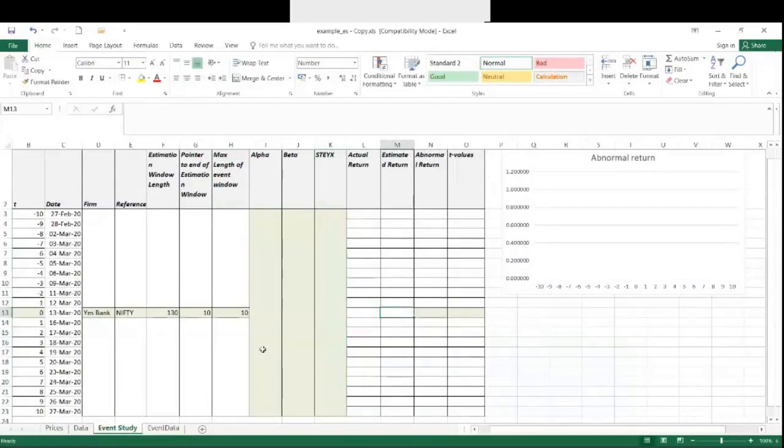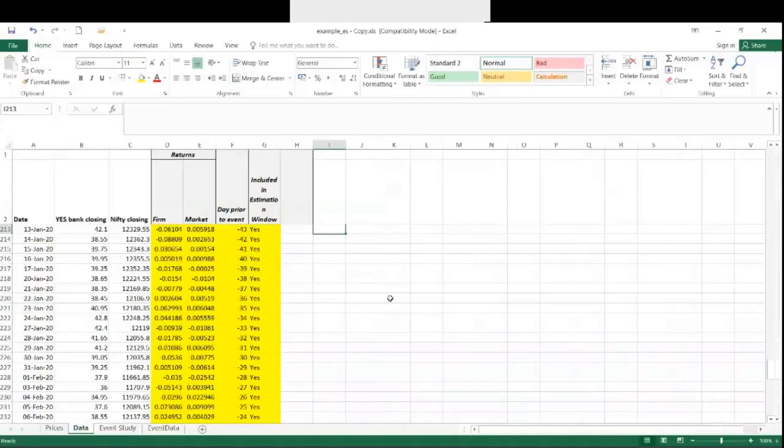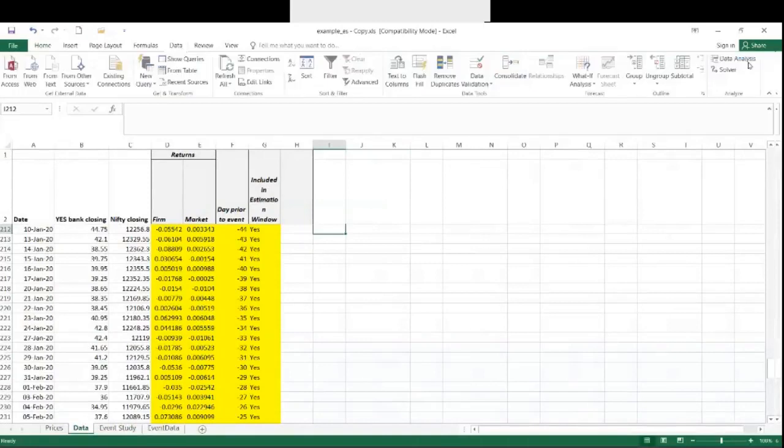Now go back to the data. Here we will estimate the market model, and that market model is a simple OLS regression at the firm level. So for every firm, we need to have the abnormal return. In this event study, we have only one firm. So we will run the regression. In Excel, a simple way to run the regression is to go to data analysis.